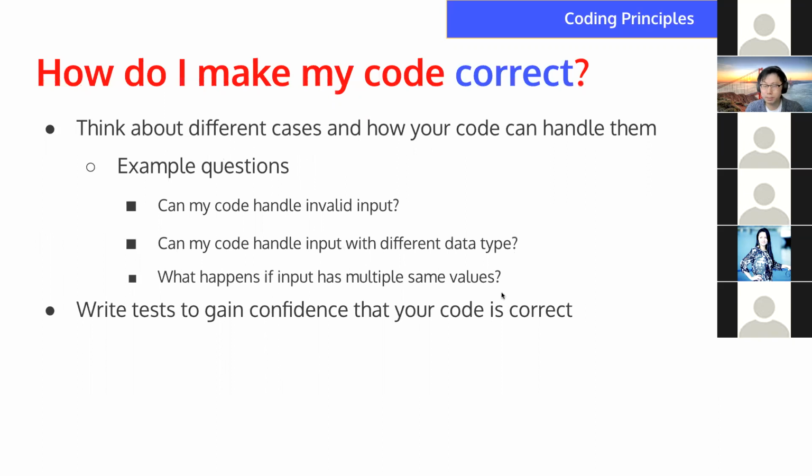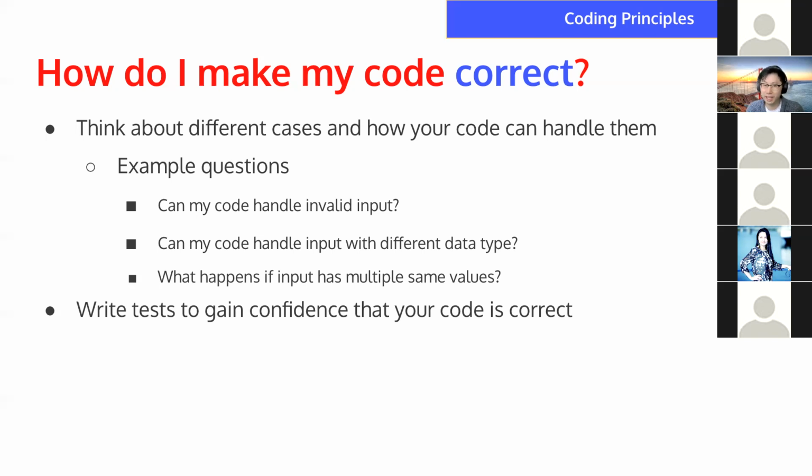And to dig deeper into each of these aspects, you might ask, hey, how do I make my code correct? Here are the tips we have for you: you want to think about different cases and how your code can handle them. An example question going through your head could be, can my code handle invalid input? Invalid input could be things like empty data or an empty string, or it could have an invalid character, right? Those kinds of things.